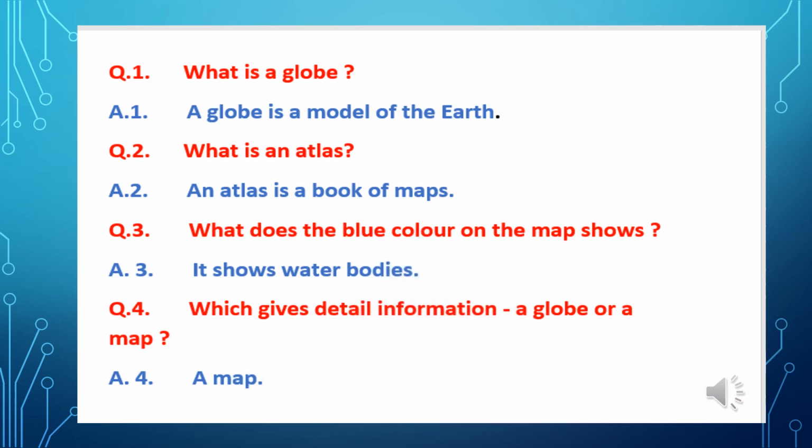Now tell me, what is a globe? A globe is a model of the earth. Question 2. What is an atlas? An atlas is a book of maps. Question 3. What does the blue color on the map show? Answer. It shows water bodies. Question 4. Which gives detailed information, a globe or a map? Answer. A map. A map gives detailed information.